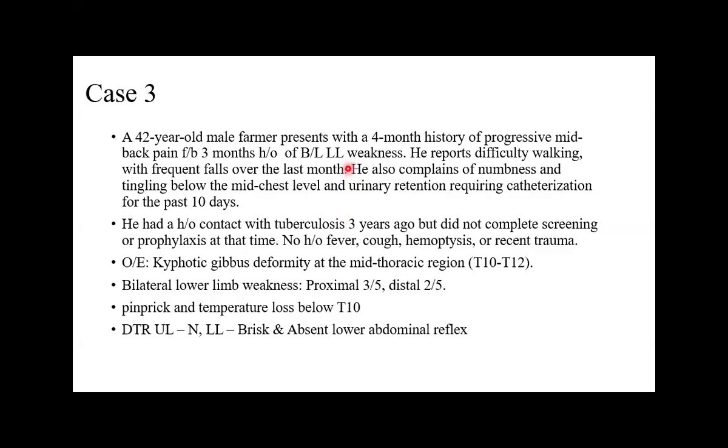He had a history of contact with tuberculosis 3 years ago, but did not complete any screening, and has no history of fever, cough, hemoptysis, or recent trauma. On examination, there is a kyphotic gibbous deformity at the mid-thoracic region and bilateral lower limb weakness, proximal 3/5 and distal 2/5, with pinprick and temperature lost below T10. Deep tendon reflexes in the upper limb are normal. In the lower limb, they are brisk and there is an absent lower abdominal reflex.